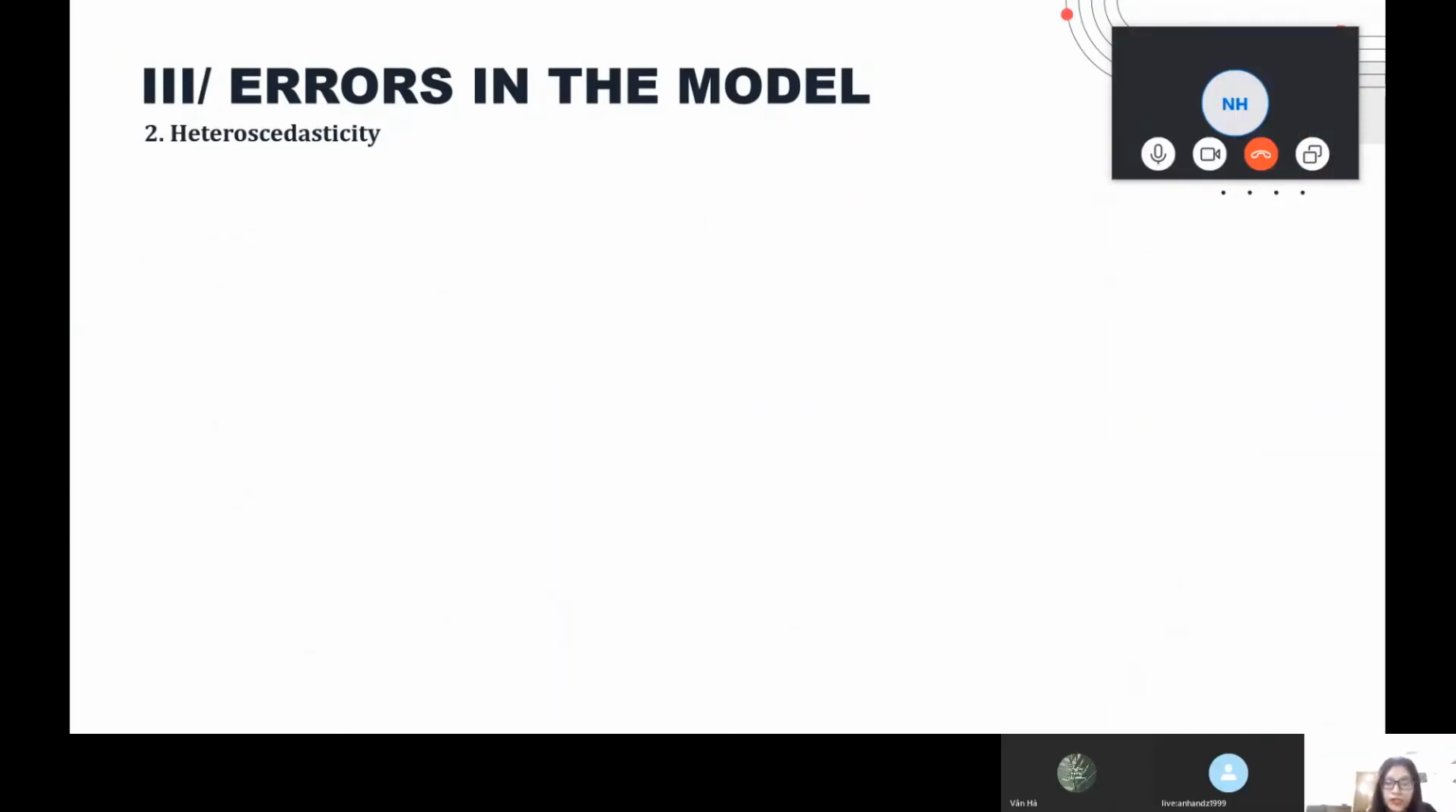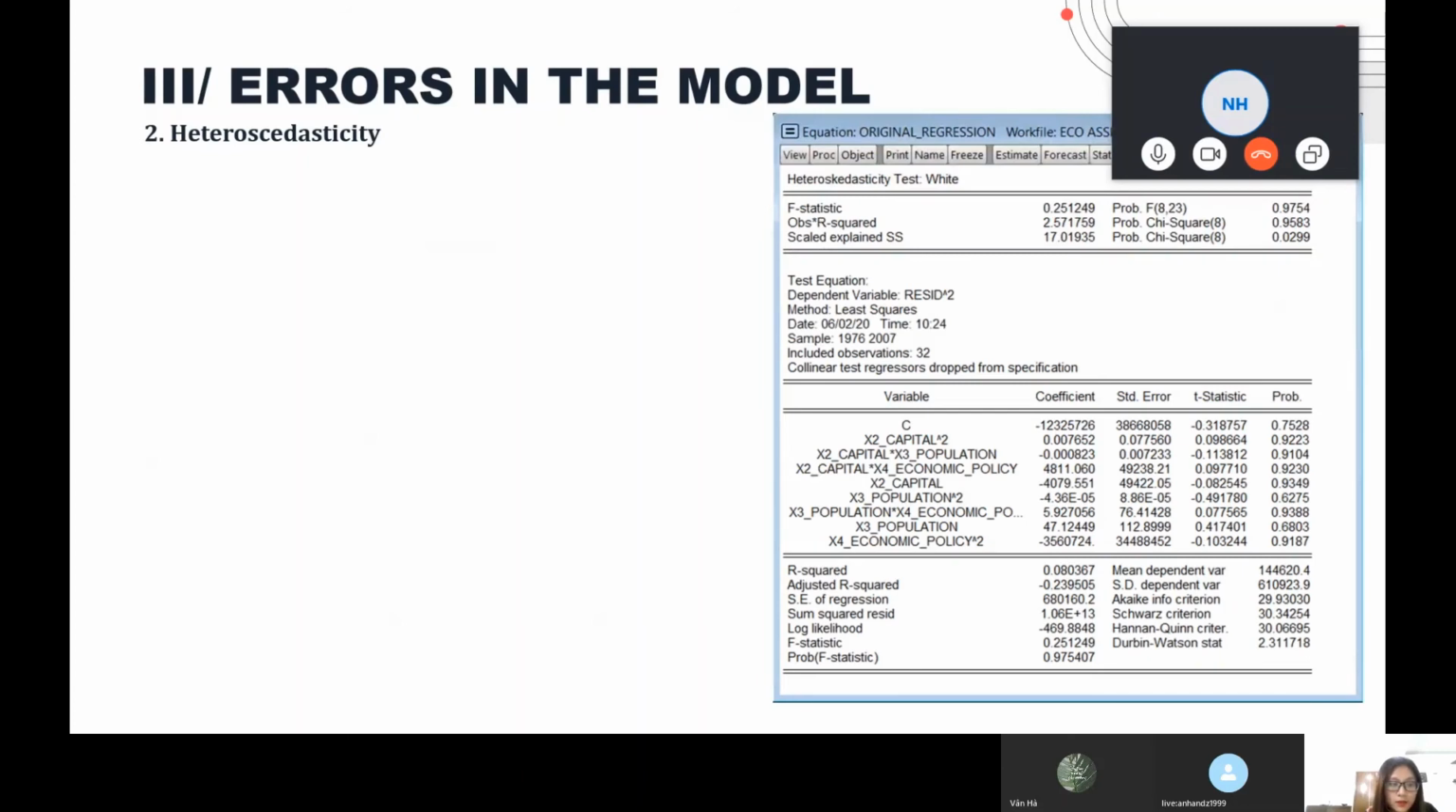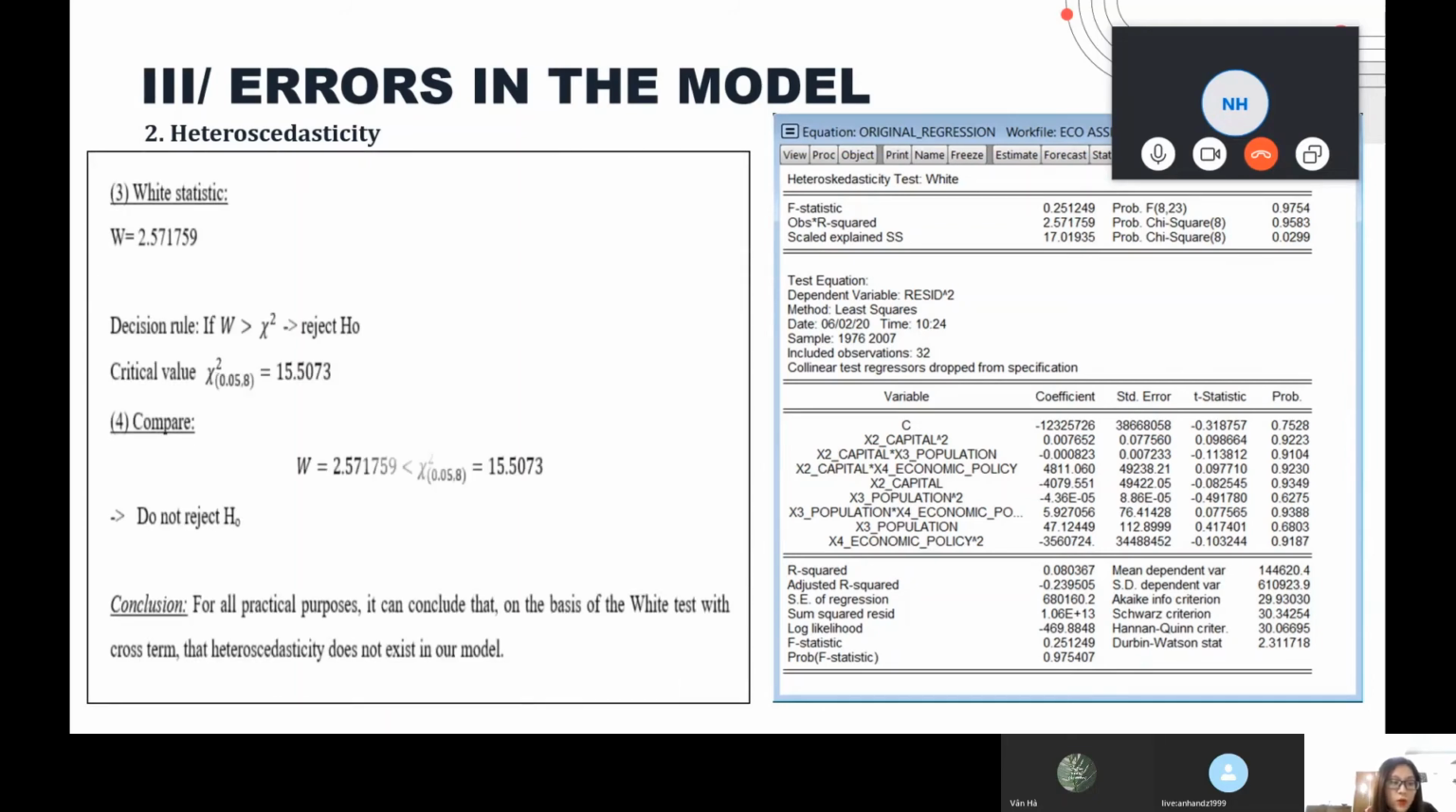So we will fix the second error in the model, heteroskedasticity. We use the White test with cross terms. We have a hypothesis test: H0 is homoskedasticity, H1 is heteroskedasticity. We run EViews, as you can see on the screen.